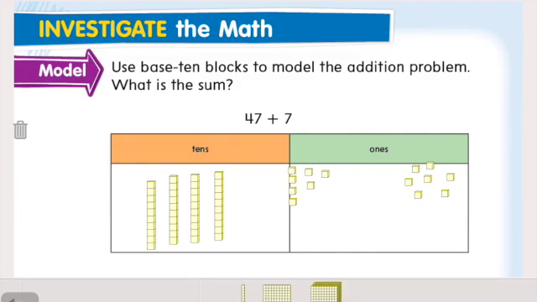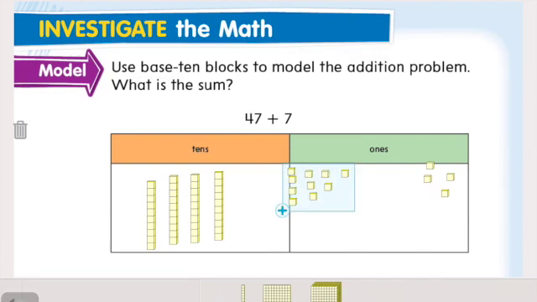Now, I have 7 1s plus 7 1s, which equals 14 1s. And I can't have 14 1s in the 1s digit. So I have to regroup 10 of these. I know that I already have 7 here, right? So I can add 3 more over. 1, 2, 3. And now I have 1, 2, 3, 4, 5, 6, 7, 8, 9, 10. And then I have 4 1s left over there.